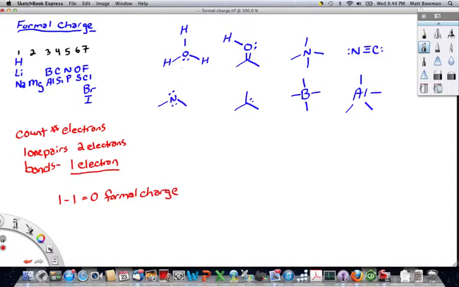Let's take a look at the oxygen. That oxygen is in group 6. Now we're going to subtract the number of electrons that oxygen has. In this case, that oxygen has 1, 2, 3 electrons from the bonds and 2 electrons from the lone pair. 6 minus 5 gives you 1. The formal charge on that oxygen is positive.